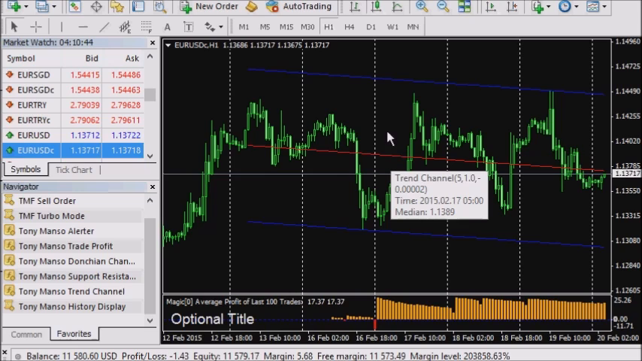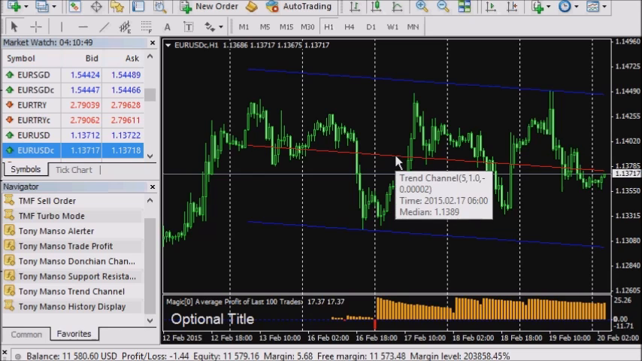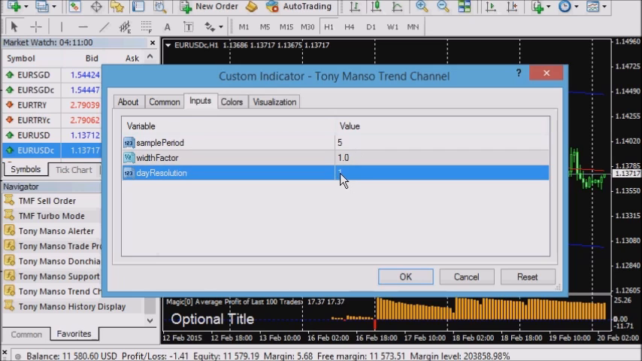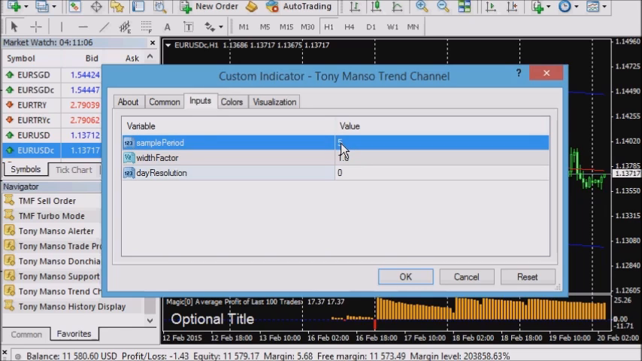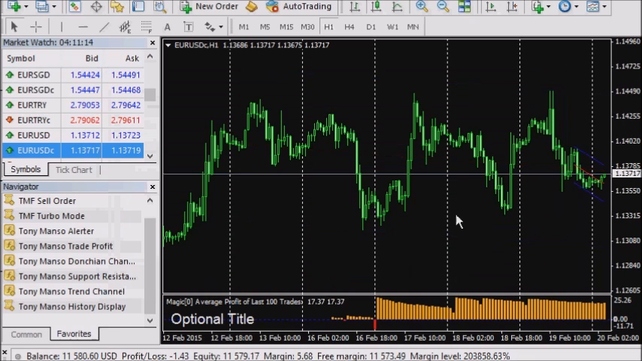But this indicator is great. I actually use it for my scalping. So I'll put a 5-minute chart on, for example, and then instead of setting day resolution, I'll set this to 0, and then I'll use the number of bars here. So like on the 5-minute chart I might do 12 bars, right? And that produces a tiny little trend line that points me in the direction that the price has been moving over. Well, in that case it would have been an hour.